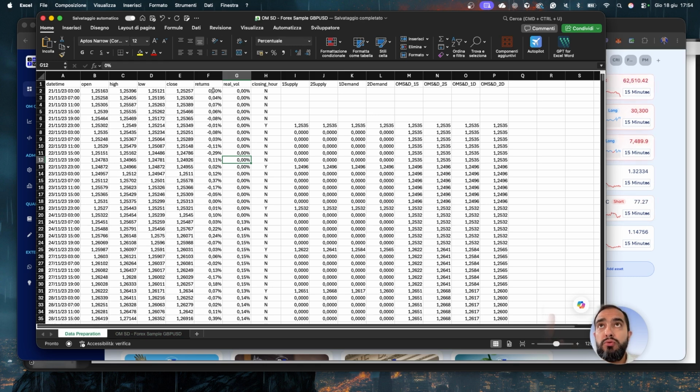What do you need to do? First, you need to calculate the returns, simple returns: just one day divided by the previous day minus one, in percentage. And apologies, this is not day, this is a 4 hour time frame. So each 4 hours you have this.